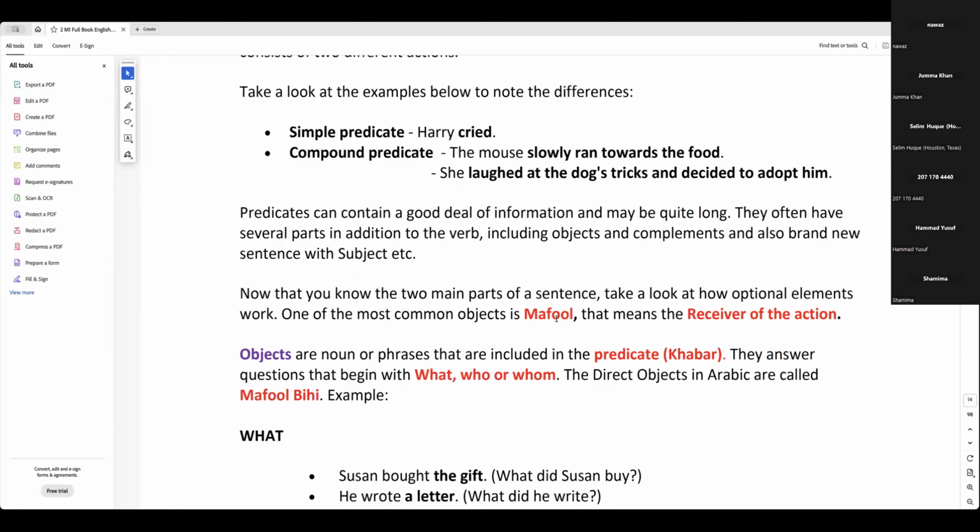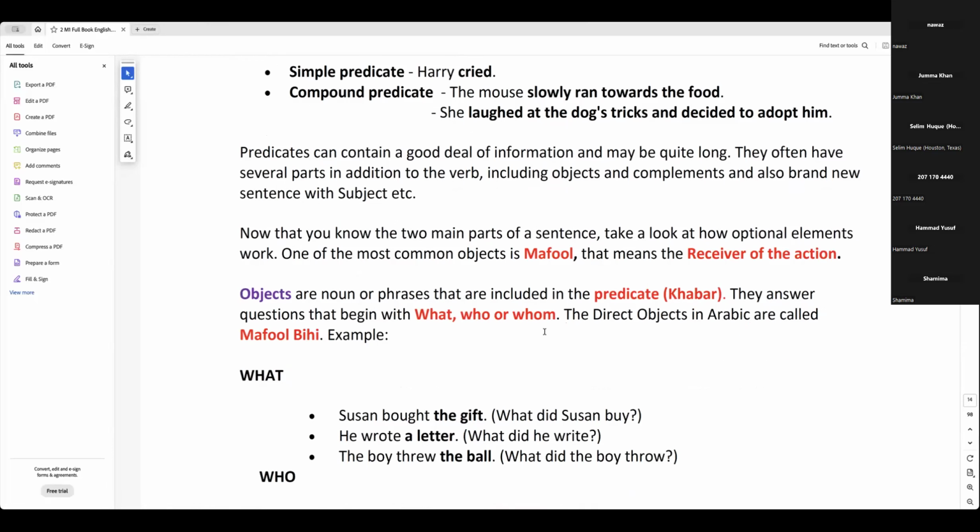It will be Maghrib in a minute, so it's already Maghrib in the UK.